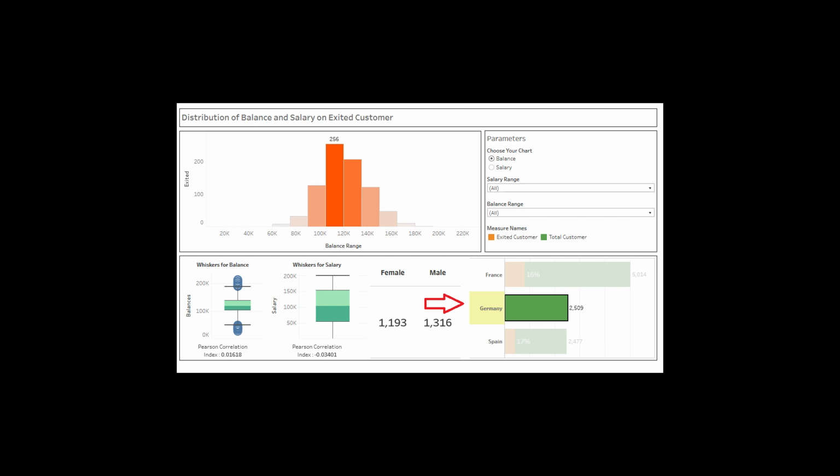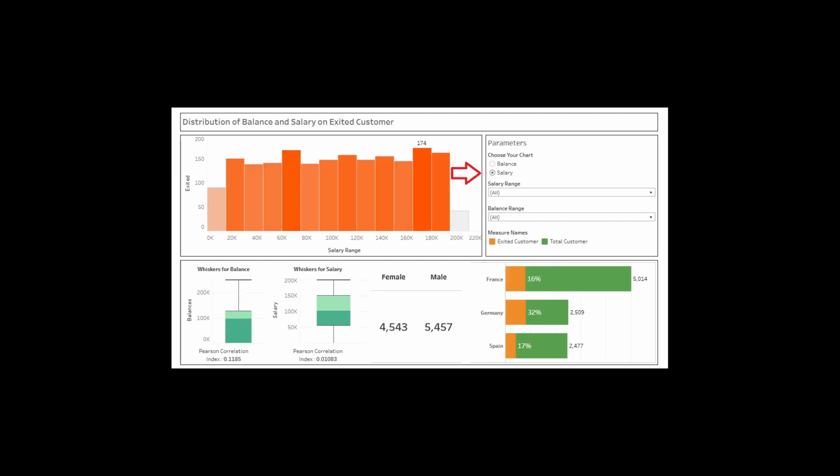After deactivating the previous filter, we move on to the salary parameter. Here we can observe a relatively even distribution of salary among the exited customers. Additionally, the Pearson correlation index indicates a value of 0.01083, signifying a very weak correlation. Based on these two reasons, we can disregard the salary variable.